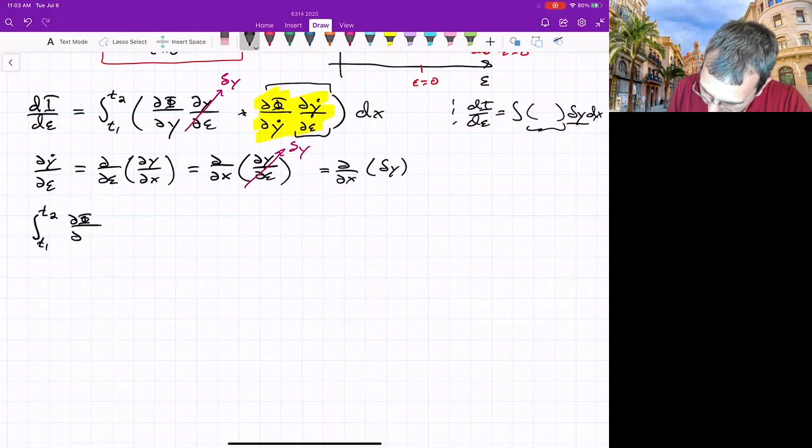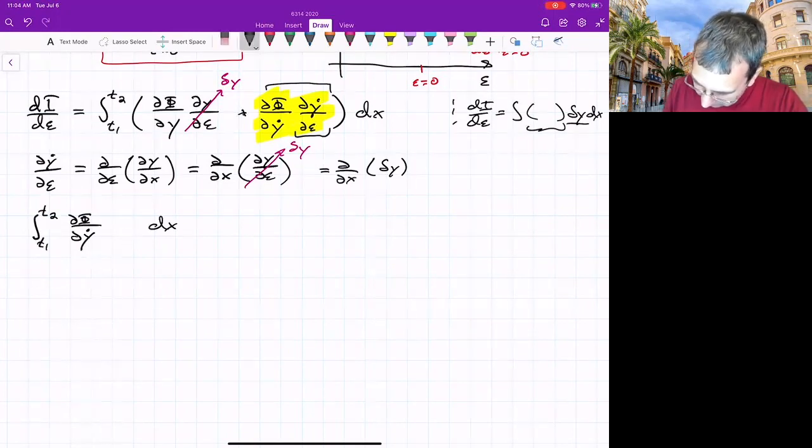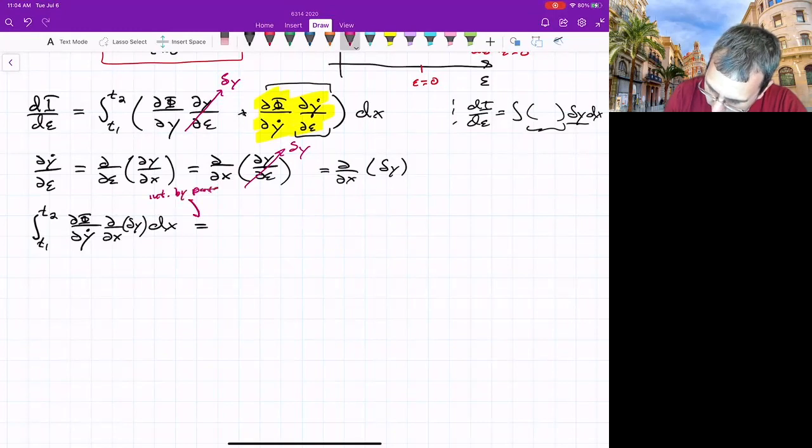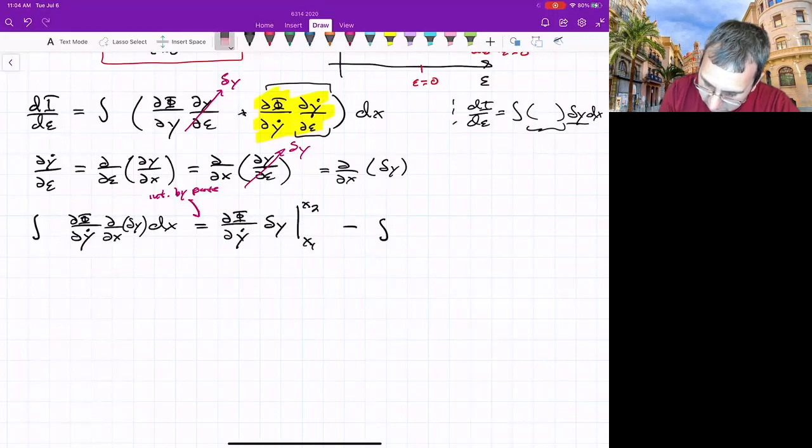So if we get that term in terms of its integral form, partial phi, partial y dot, partial epsilon dx. But let me just write what that is. This is partial x of delta y. We want to move that partial x over to the other thing. So we do integration by parts. And what do we get? We get this times delta y evaluated from x1 to x2 minus, yeah, I put t over here. This is not t. This is x. Doing everything in x.